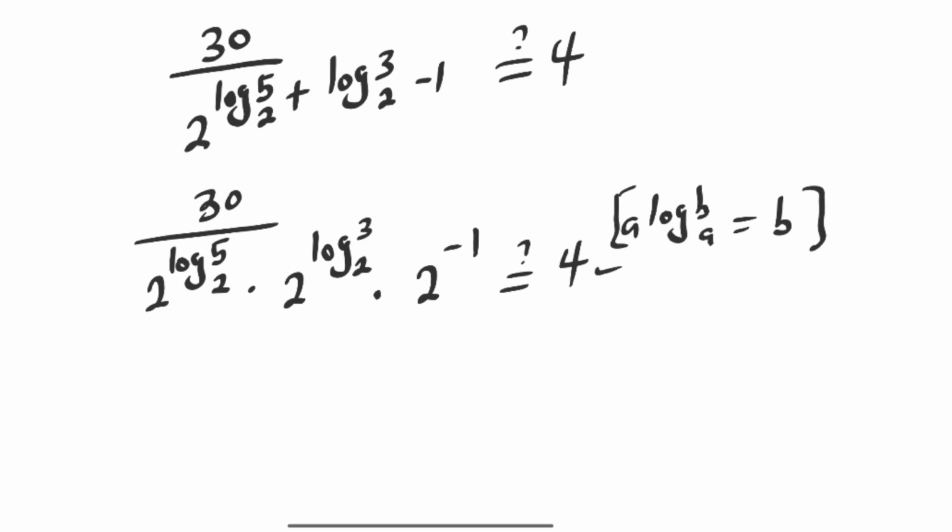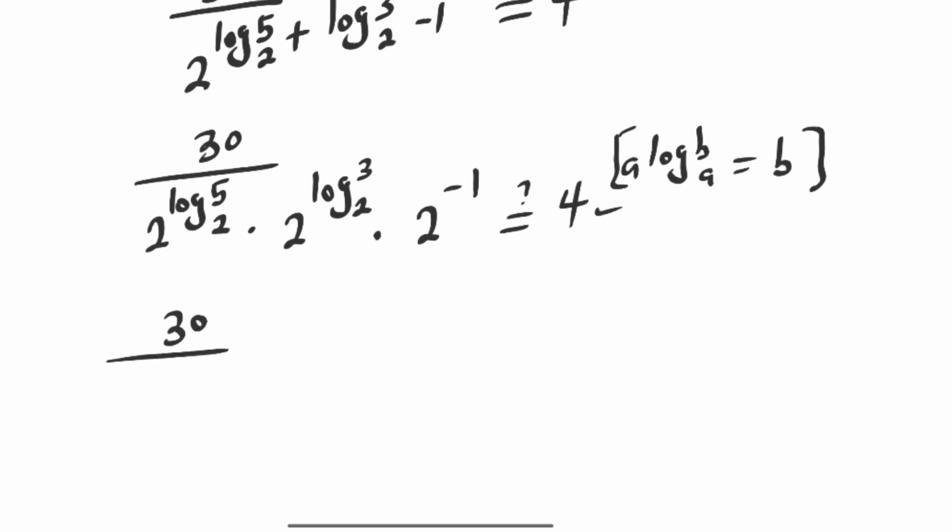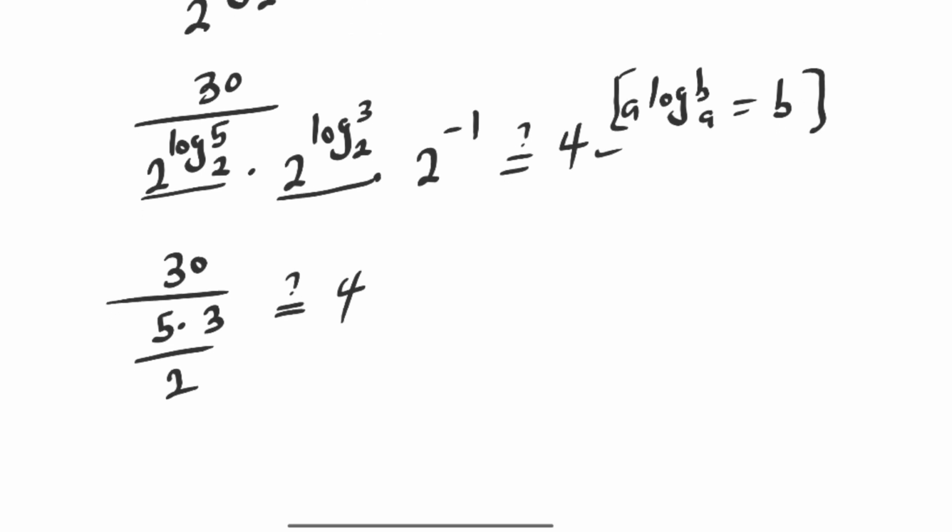Then the whole of this equation can be written as 30 over 5 multiplied by 3, then over 2 raised to power minus 1, which is over 2, must be equal to 4. Then this is the same thing as 30 over 15 over 2 must be equal to 4.